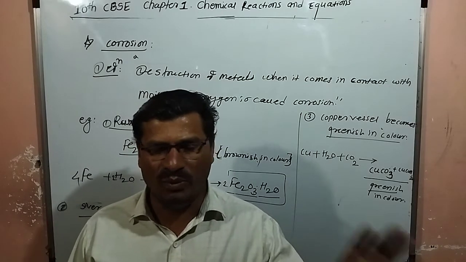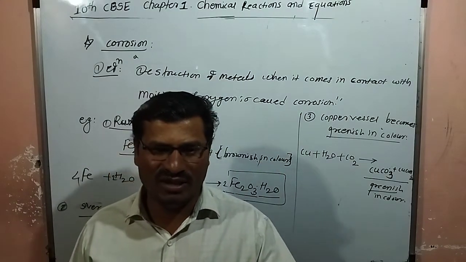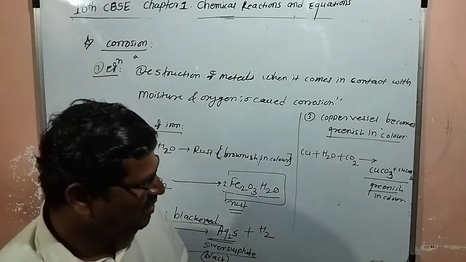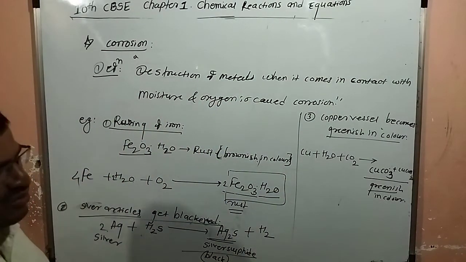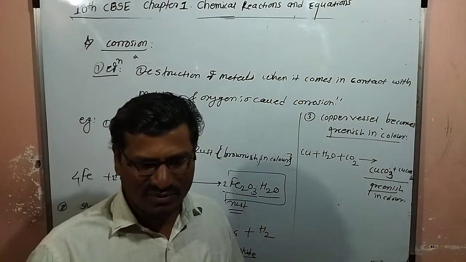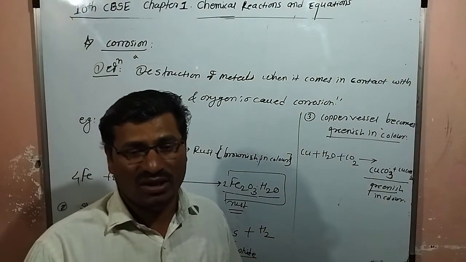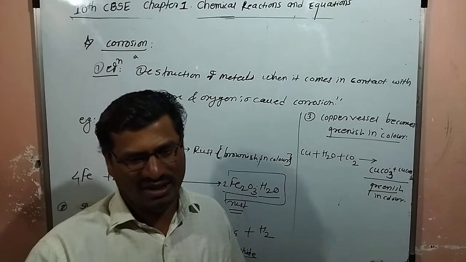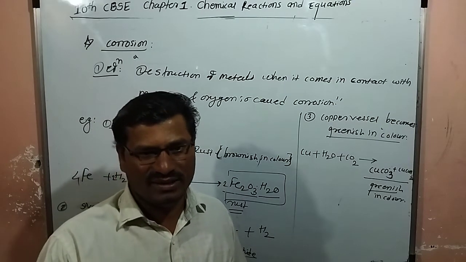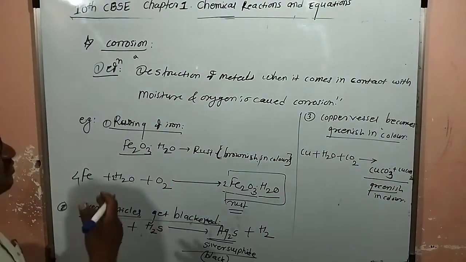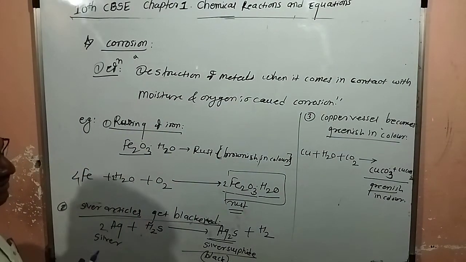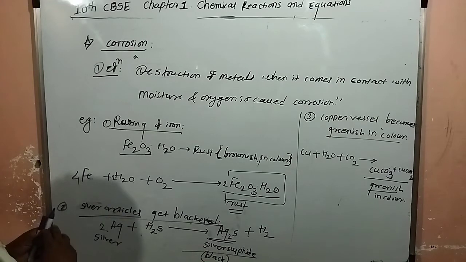So corrosion is destructive, and it is harmful for human beings, or it is harmful for the properties. It is causing damage to the property. So this one is the corrosion. Corrosion you can also avoid. There are many ways, and we are going to study in the next lessons what the ways are to prevent the corrosion.